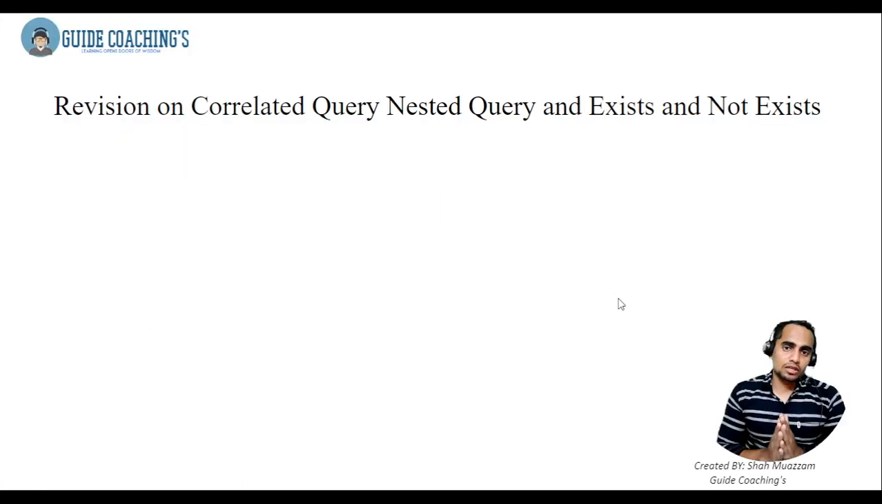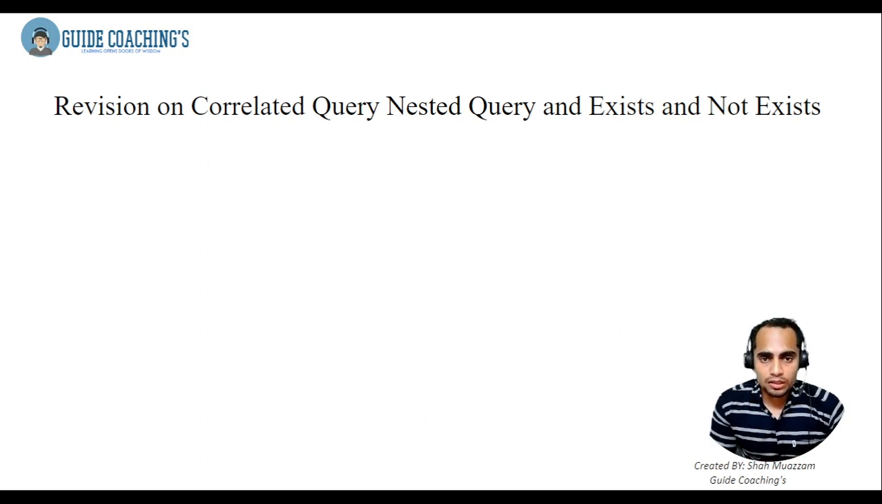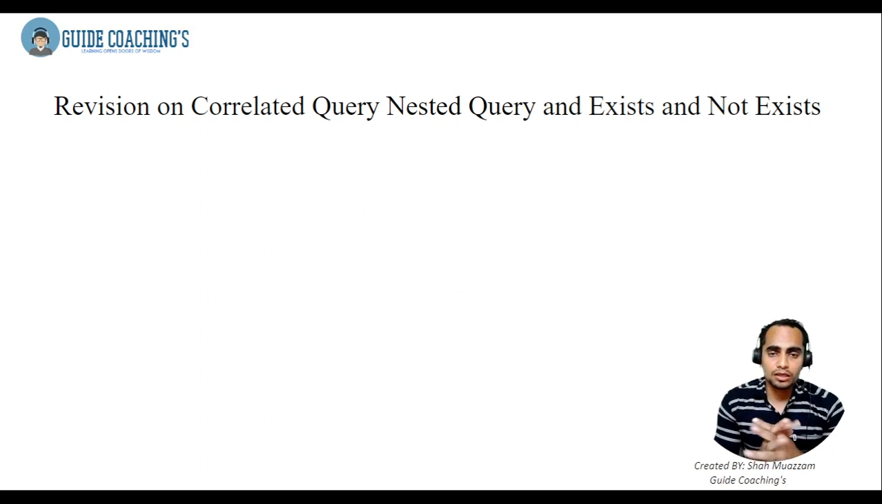Today we are going to revise our previous topic, which we completed in our previous session, that is the correlated query. What is a correlated query and a nested query? First of all, we'll see that. A nested query is nothing but a query within a query. The outer query is called the main query and the inner query is called a subquery.